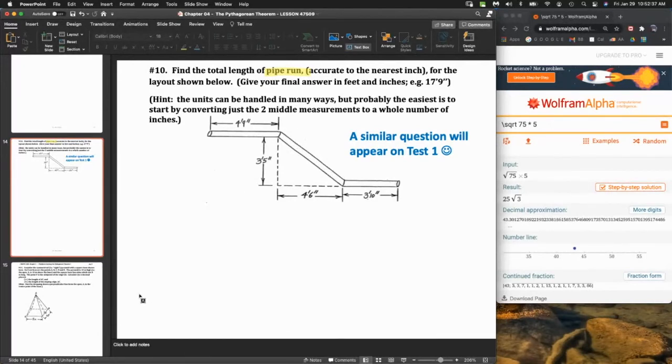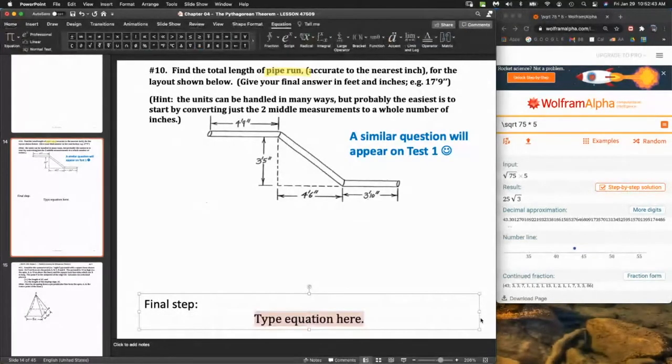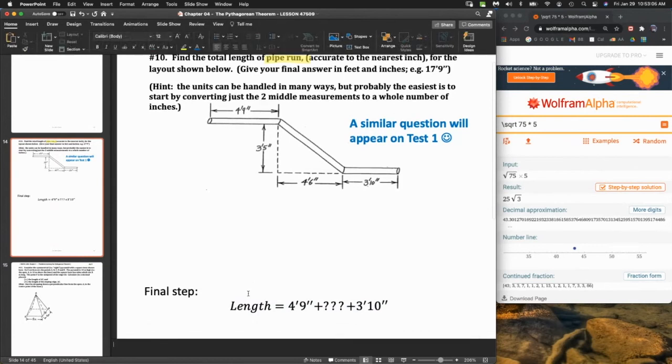So down at the bottom here, this is my final step. The length equals 4 feet 9 inches plus something plus 3 feet 10 inches. Let me know if that makes sense to you. Can you confirm in the chat that that makes sense to you? Anybody else? Thank you, Shalon. Anybody else? Let me know in that chat. Tell me that makes sense to you, please. Beautiful.